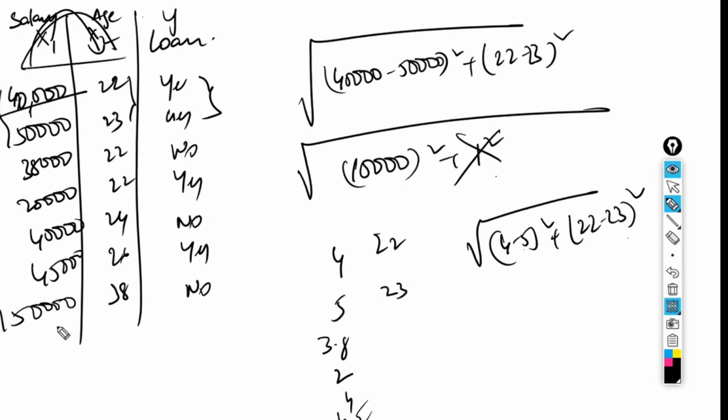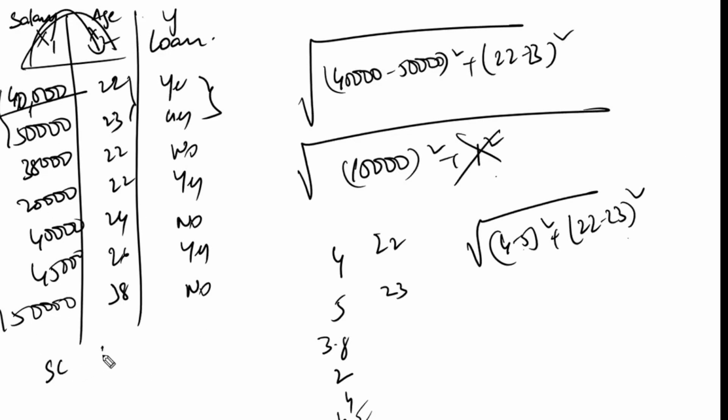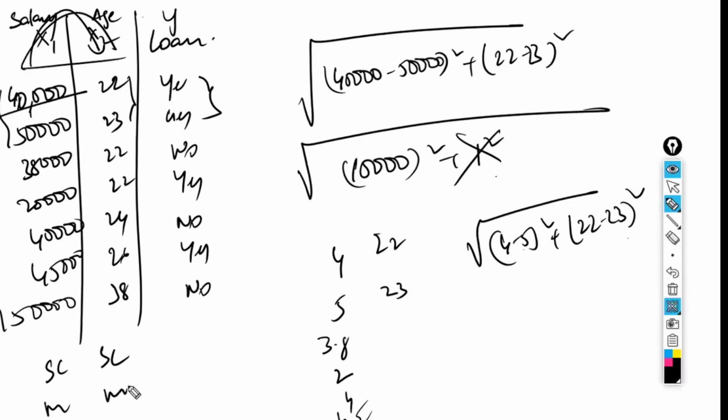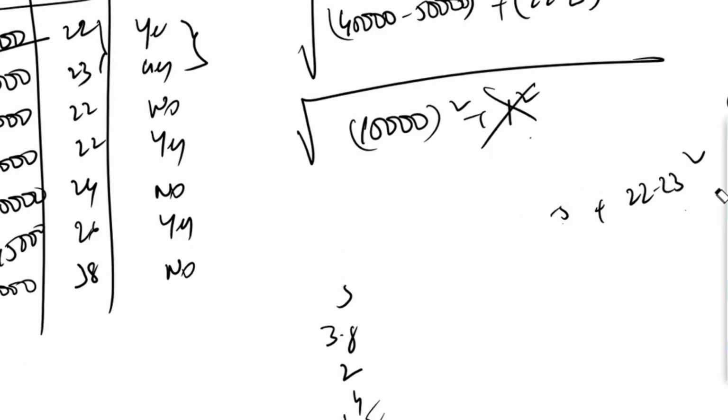Whatever scaling you have applied for this column, the same scaling you have to apply for the other column. For example, if you are applying standard scaler, apply standard scaler for both of them. If you are applying min-max scaler, apply min-max scaler for both. Generally for the KNN algorithm, we apply the standard scaler. 99% of algorithms go with the standard scaler. Only one or two special algorithms use min-max scaler. Here I am going to apply the standard scaler and then I will apply the KNN algorithm.